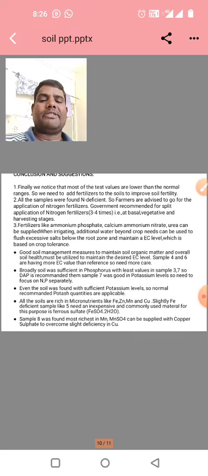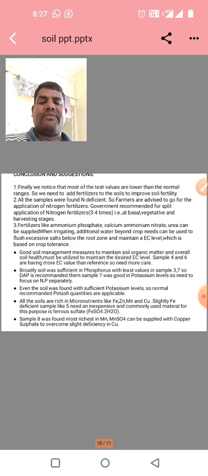Fertilizers like ammonium phosphate, calcium ammonium nitrate and urea can be supplied when irrigating. Additional water beyond what the crop needs can be used to flush excessive salts below the root zone and maintain the EC level, which is based on crop tolerance. Good soil management measures to maintain soil organic matter and overall soil health must be utilized to maintain the desired EC level. Samples 4 and 6 have more EC value than the reference, so they need more care.